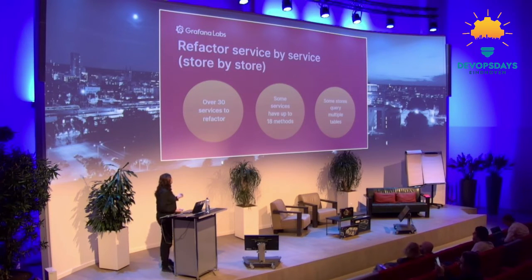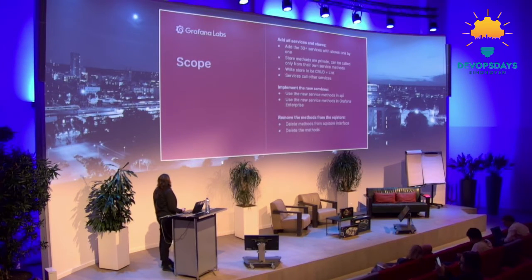We knew that we are splitting up the huge interface by feature. So we were thinking, okay, let's go store by store, service by service, and let's implement this. So our original scope was this one. We knew the size is 30 services, and let's add store methods and service methods to the service and the store. Let's make the store methods private, make them CRUD-like. Services call other services, that's fine.